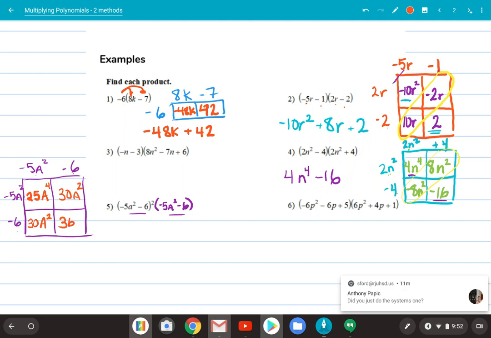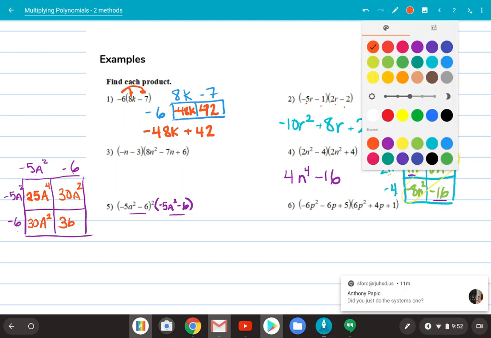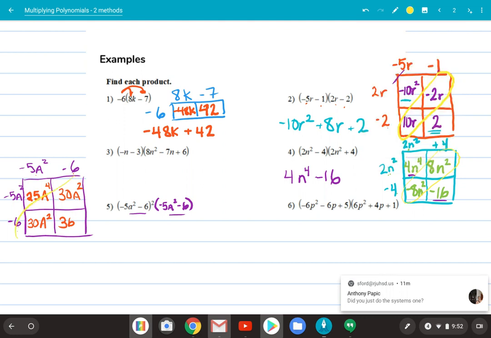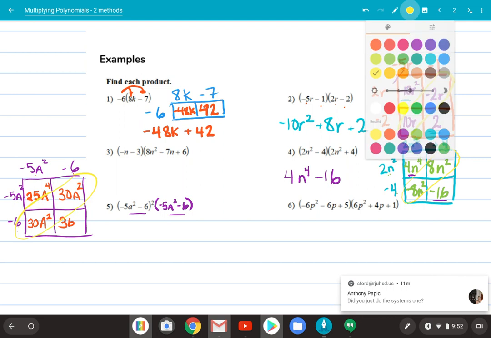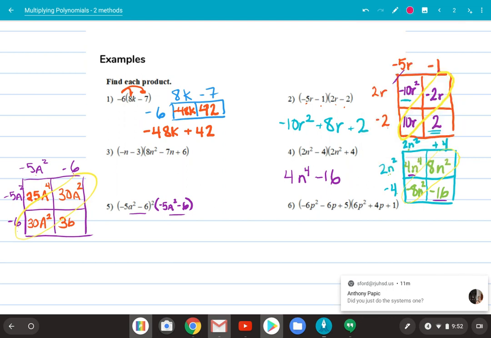Combine like terms, remember, the ones diagonally. And it will show up when we do our bigger ones in the next problems, okay? Put them together. 25a to the 4th plus 60a squared, so we're adding those two together. And our last number, plus 36.